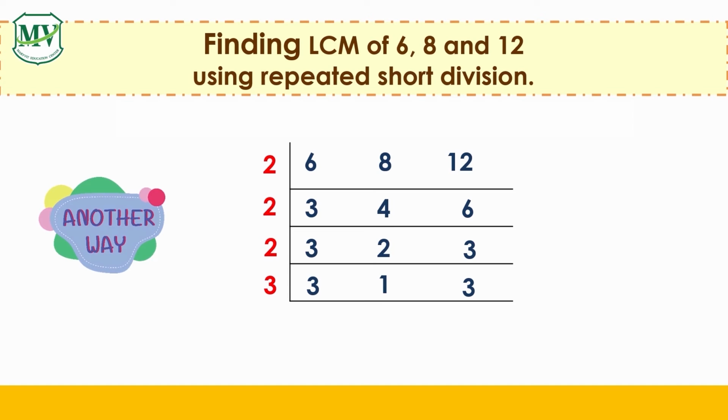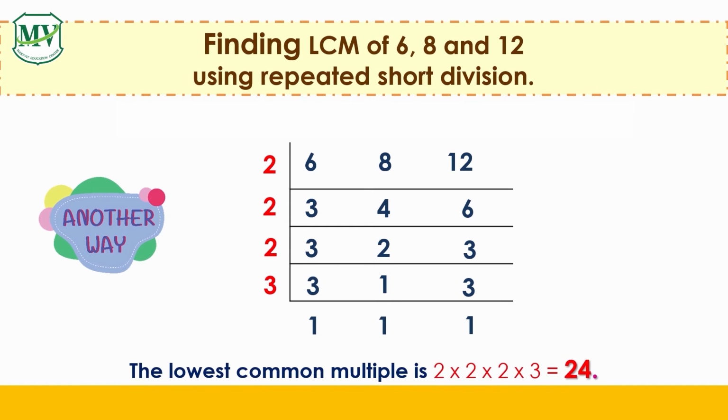3 divided by 3 equals 1. That's easy. Then, copy 1. So, we already factored out 6, 8, and 12. So, the lowest common multiple is 2 times 2 times 2 times 3 equals 24.